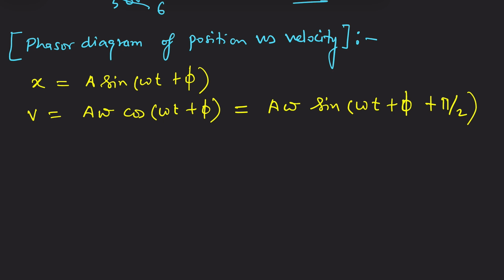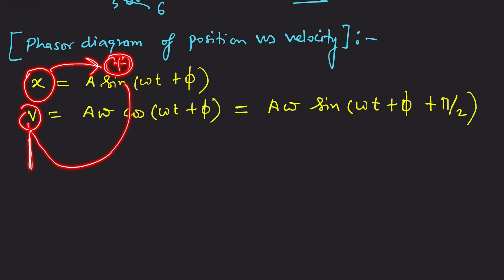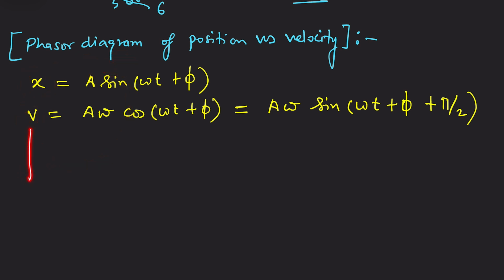So if we compare this with this, we can say that velocity is pi by 2 phase ahead of the position phasor. What does it mean? It means when the position is at its positive extreme, the velocity would be going to its mean value, which is 0. When the position is at its maximum, the velocity is 0, and when the position is at the mean position, the velocity is at its positive extreme. Let's try to understand.